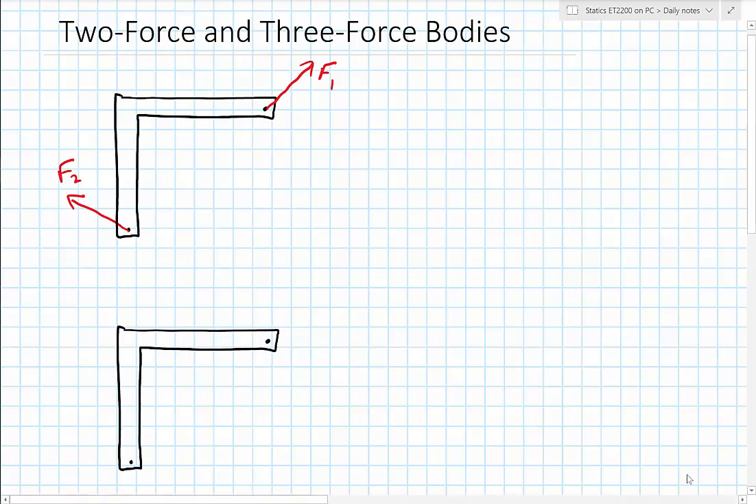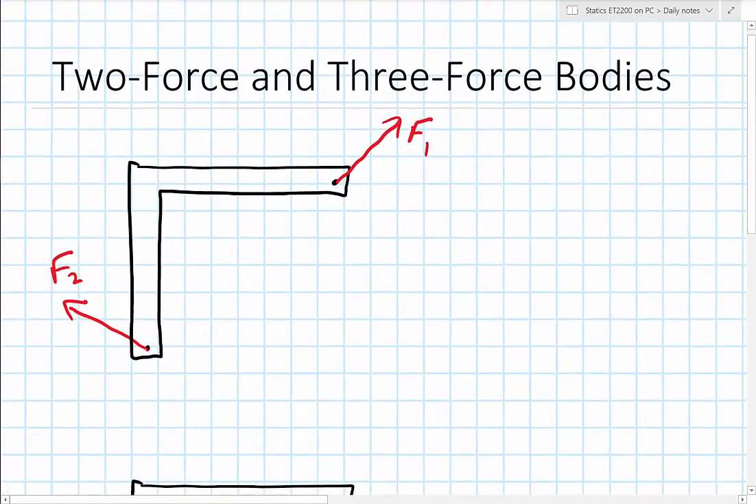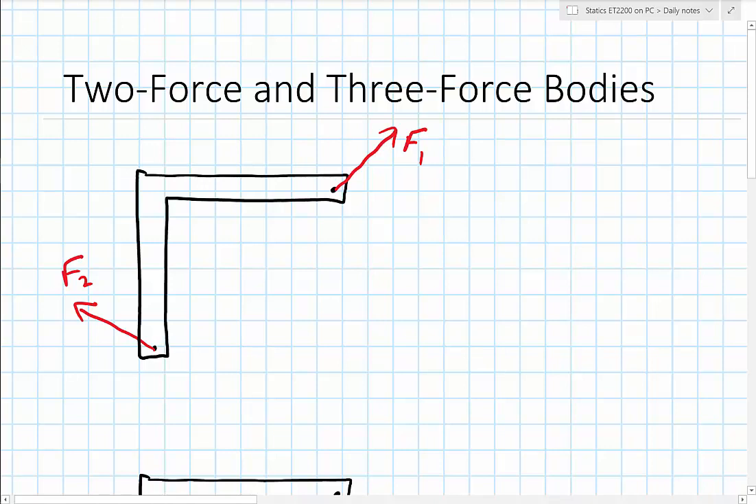Okay, so let's talk about this idea of two-force and three-force bodies. This is really an extension of our equilibrium in 2D, but the special case, if I only have two forces on an object. So if I look at this little bracket here, or this elbow, I have two forces.